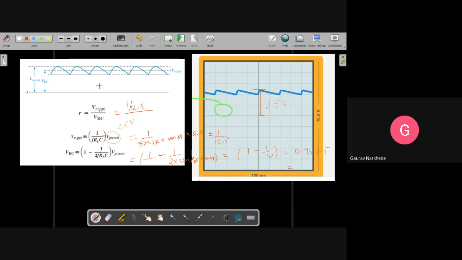Let me write it here. 0.9 multiplied by 2.5. So what is the final calculation? What is finally the ripple factor? Because 2.5 is multiplied in the numerator, so how will it come, 1 upon 12.5? Sorry, this 2.5 will be in the numerator. So it will be 2.5 divided by 5, the same, 0.5. Good, very good.